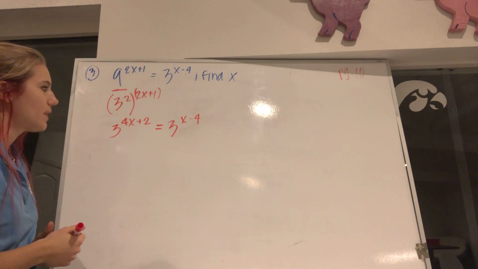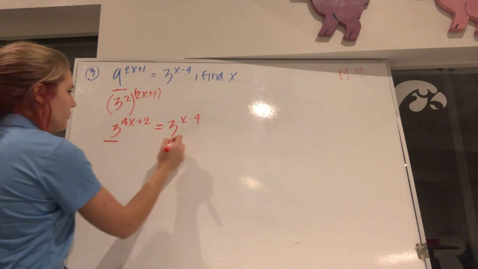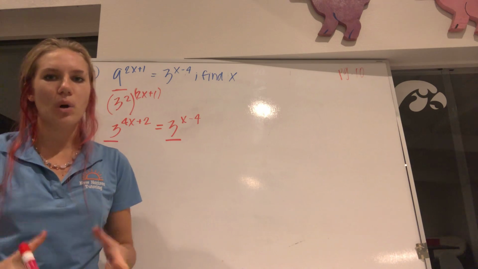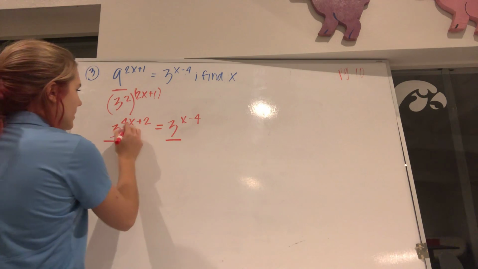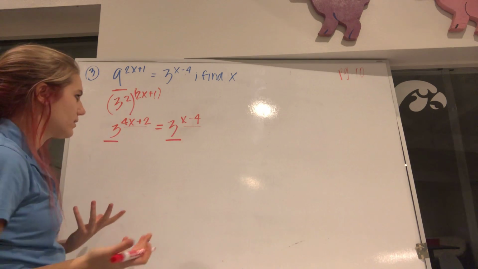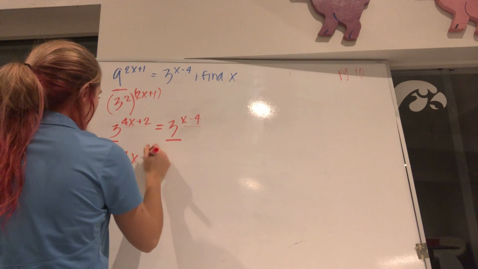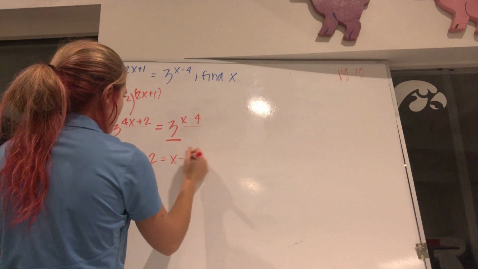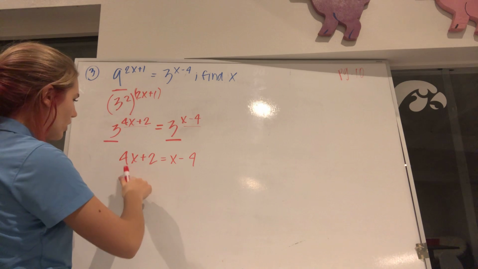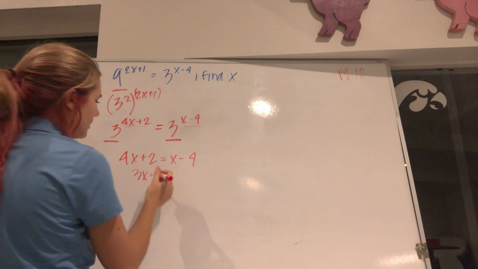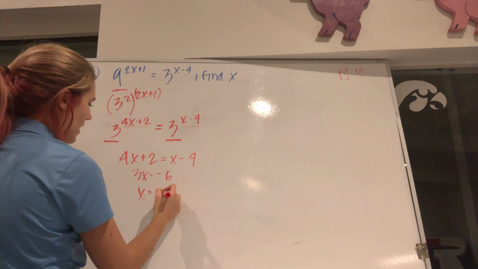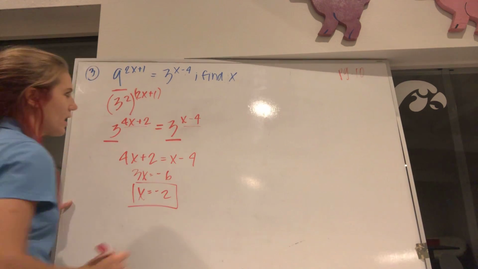That's still being set equal to 3 to the power of x minus 4. Like I said before, when you get these two base values to be the same, they're not really canceling out, but we can take the exponents and set them equal to each other instead of having the whole thing set equal. So now we have 4x plus 2 is equal to x minus 4. Subtract the x over, we get 3x. Subtract the 2 over, we get negative 6. Divide both sides by 3 and we get x is negative 2. And that is going to be our answer.